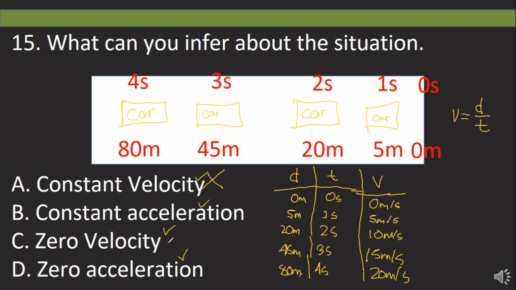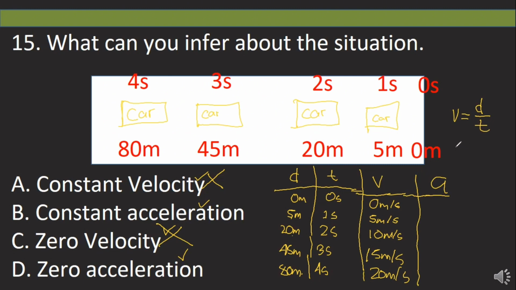How about letter C? Do we have zero velocity? No, because the velocity has a value. So we have 0, 5, 10, 15, 20. So letter C is not the correct answer as well. So we are now solving whether B or letter D is the correct answer. So how are we going to solve for the acceleration? Let's try to find the acceleration to find out whether we have a constant acceleration or a zero acceleration.